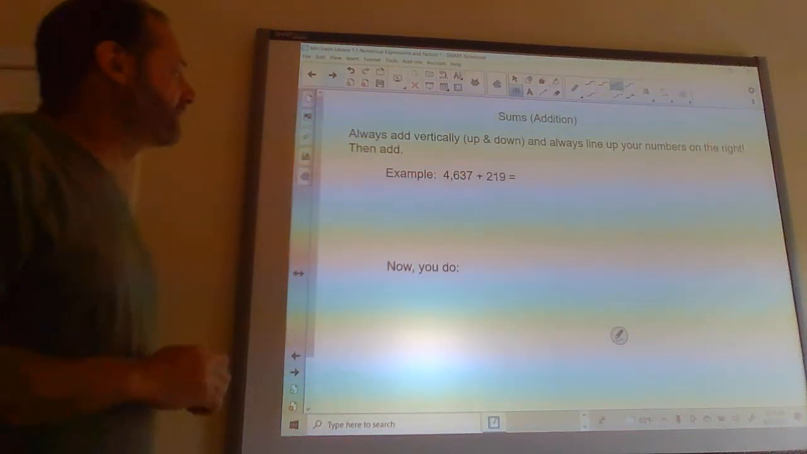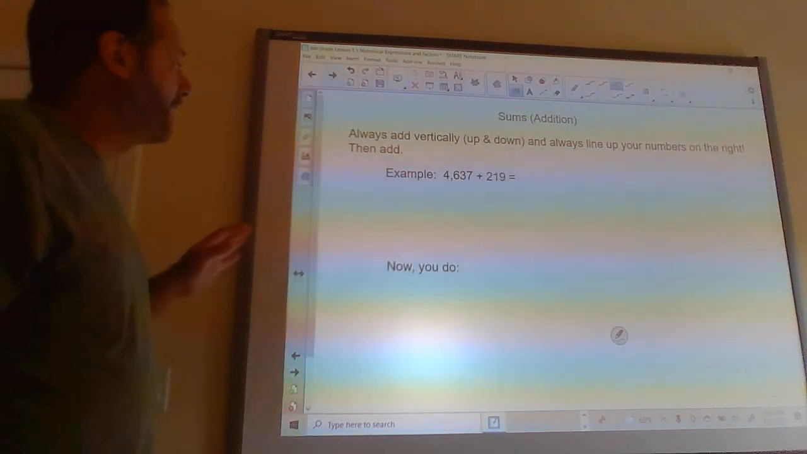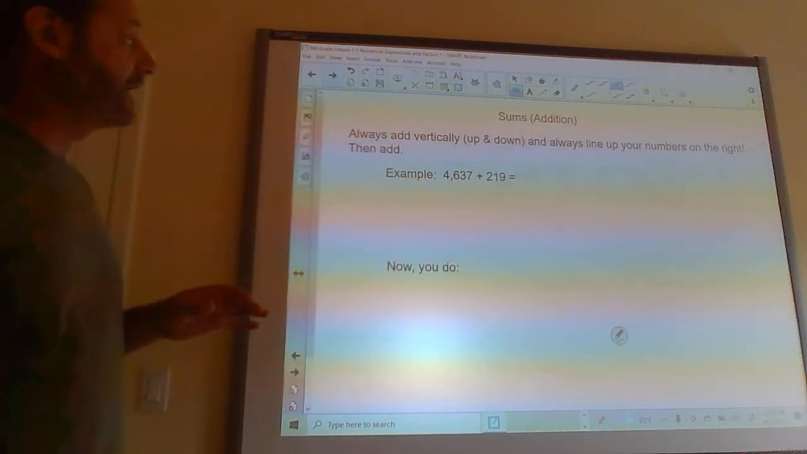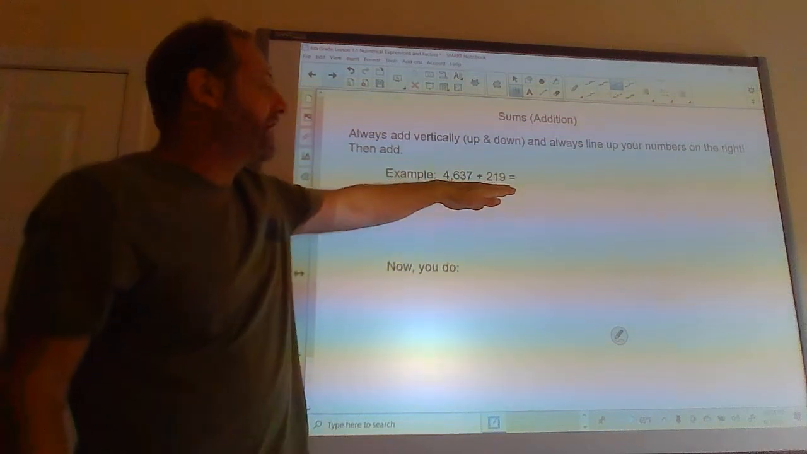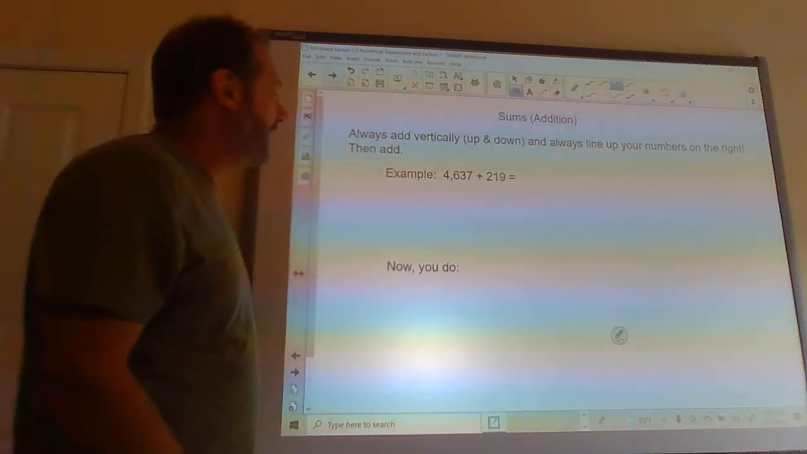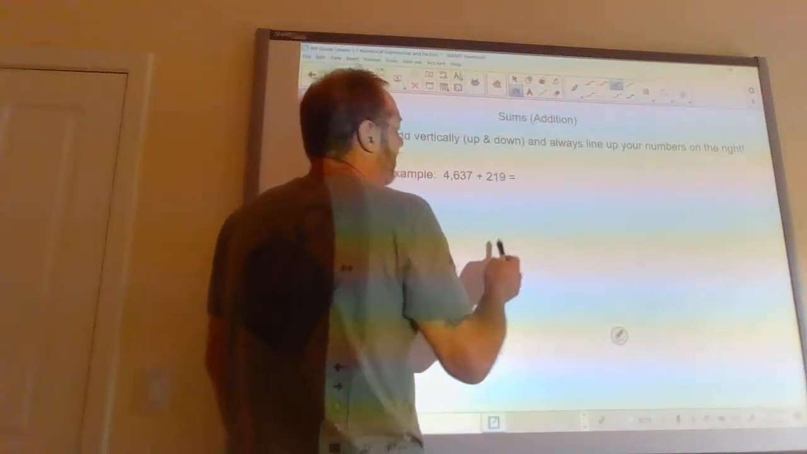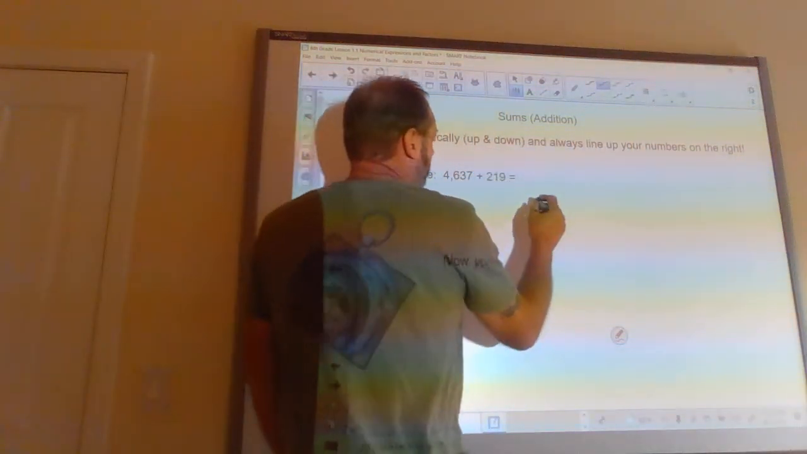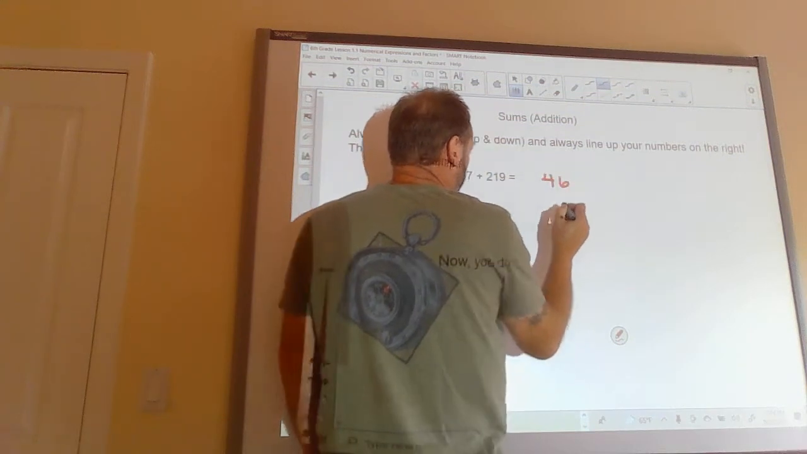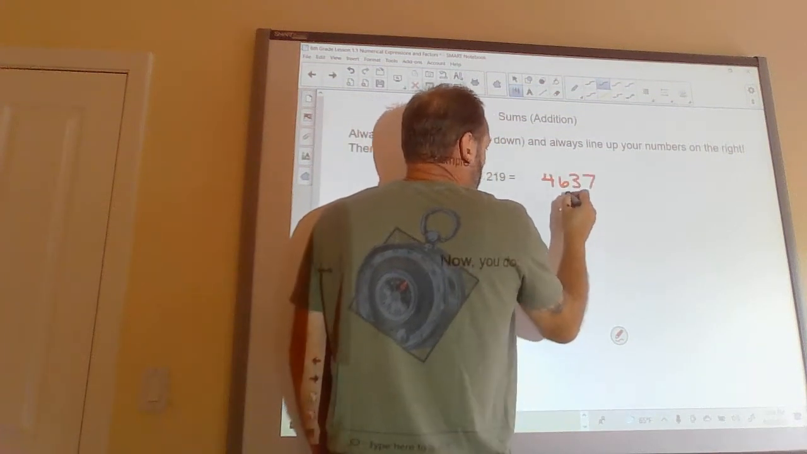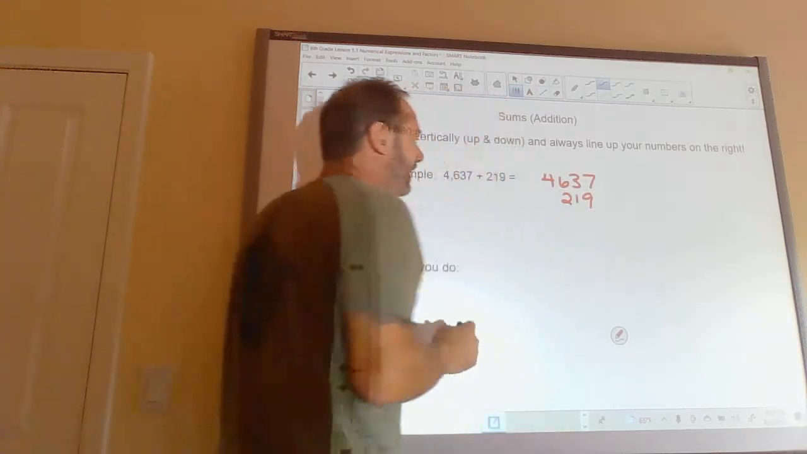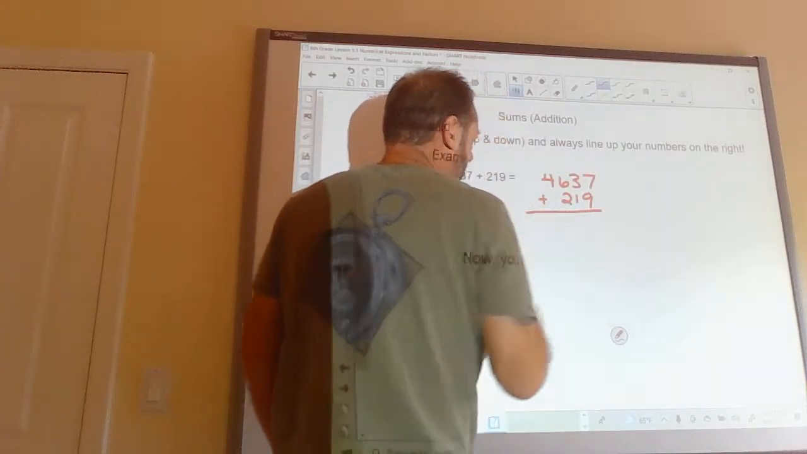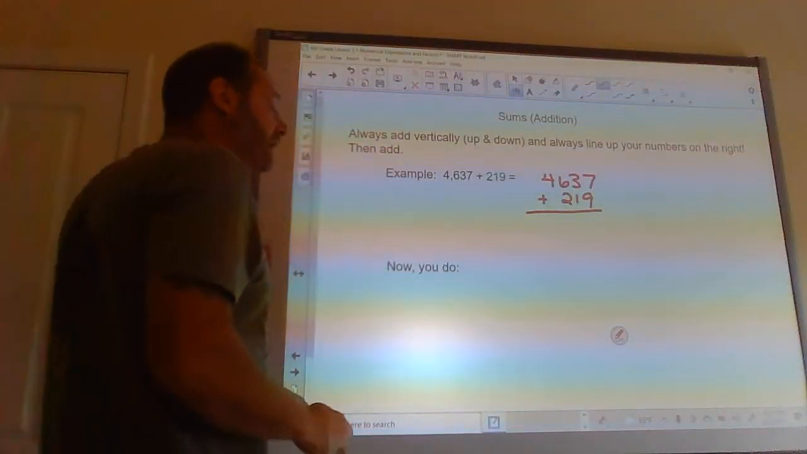Okay, sums. Now, I always have my students, when they're adding, you'll get a problem that'll be written like this a lot of times. But I don't like to try to add them that way. It makes people make a lot of mistakes, okay? So what we're going to do is do these vertically. So we're going to rewrite this as 4,637. And we're going to put the 2019 down here. And remember, we always line them up in the ones place here on the end.